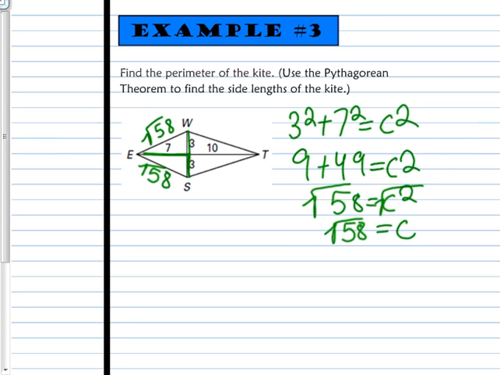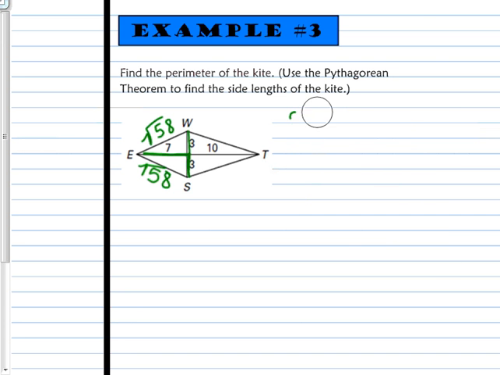So now we're going to find the length of WT, and it's going to be the same length as ST because it's a kite, so it has 2 sets of congruent sides. So 3 squared plus 10 squared equals C squared. 9 plus 100 equals C squared.